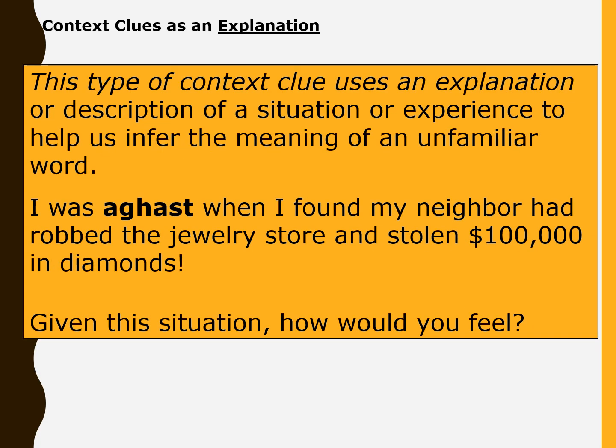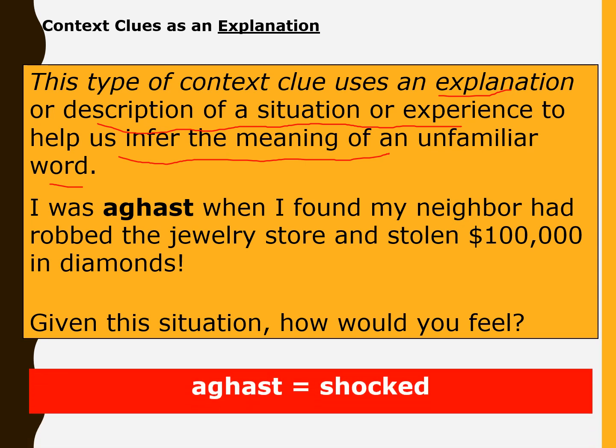Okay, so next one is context clues as an explanation. This type of context clue uses an explanation or description of a situation or experience to help us infer the meaning of an unfamiliar word. For example, I was aghast when I found my neighbor had robbed the jewelry store and stolen $100,000 in diamonds. Given this situation, how would you feel? Okay, so based on the situation, we can say that aghast has the same meaning as shock.